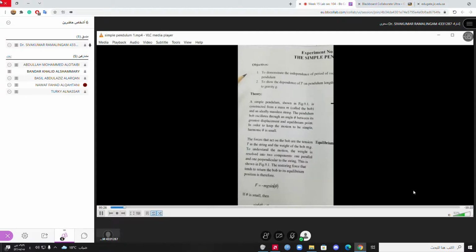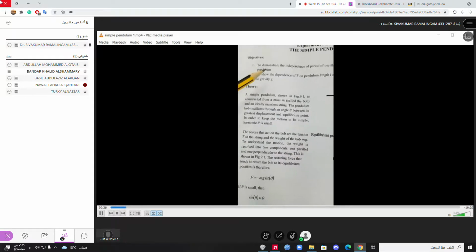From the title, you can understand the mechanism involved, the physics involved. It is very, very simple. We're going to talk about some oscillations in this experiment. First, let us go to the objective. We have two objectives in this experiment. Objective number one: to demonstrate the independence of the period of oscillation, capital T, on the bob's mass.